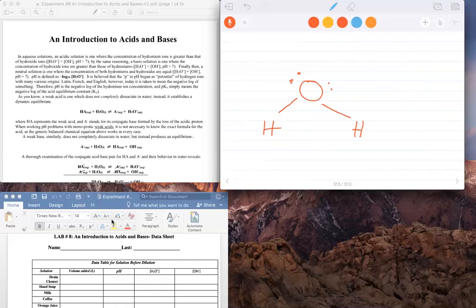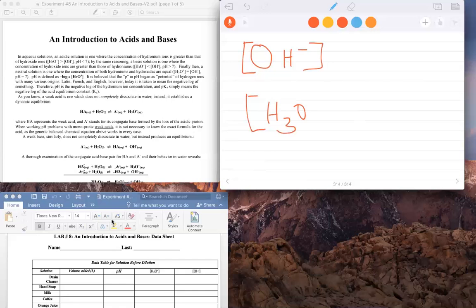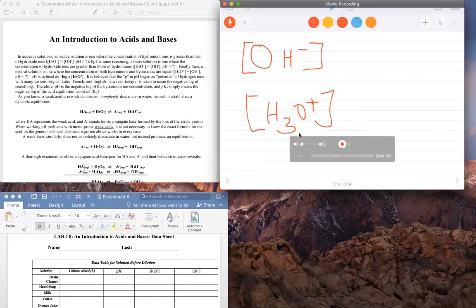And of course, when we talk about an acid and a base, it is with reference to hydroxide concentration and hydronium concentration. Sometimes we interchange these, hydronium and hydroxide. Any substance which has a higher concentration of hydroxide compared to hydronium is a base. Any substance that has a higher concentration of hydronium than hydroxide, we consider that as an acid.